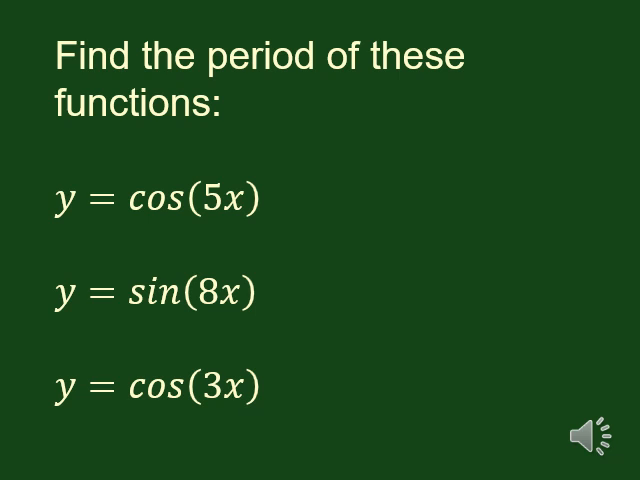Again, see if you can figure out what's going to be the period of each of these functions. And all we do is take 360 divided by the number in parentheses. So 360 divided by 5 is 72, 360 divided by 8 is 45, and 360 divided by 3 is 120.